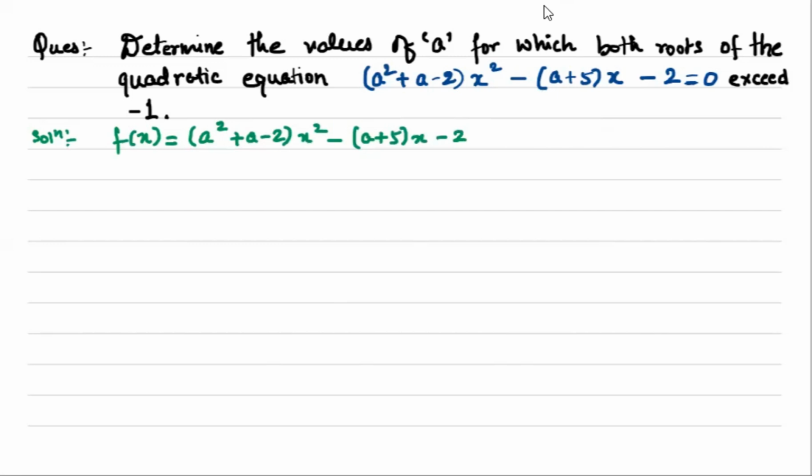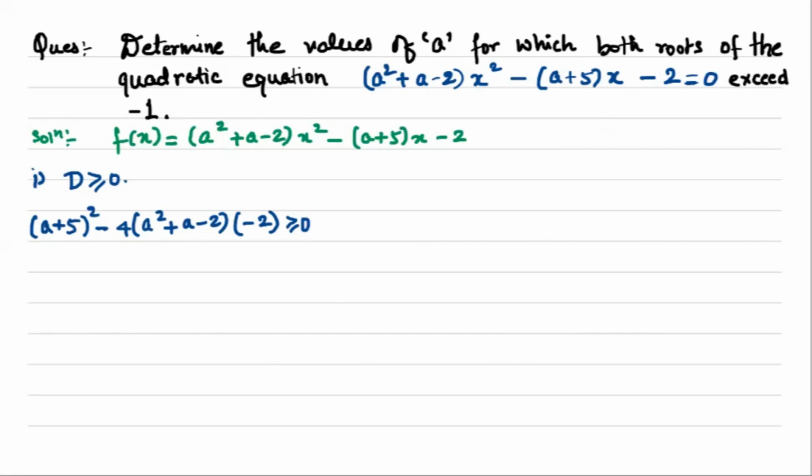So that's the polynomial. Now, how do we solve it? It is saying exceed negative 1. So again, it is of the same concept. So all the four graphs will be there. Now solving for the first condition, we know that D is greater than or equal to 0. So if I just plug in b square, b is minus (a plus 5). So negative (a plus 5) whole square will be (a plus 5) whole square with a positive, minus 4ac, plus a minus 2, and c is your negative 2. Should be greater than or equal to 0.